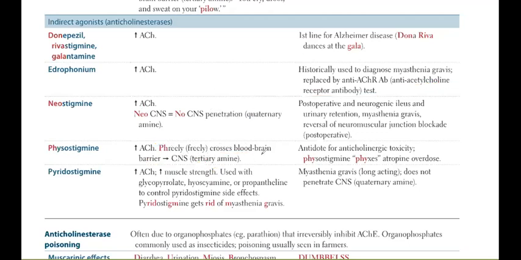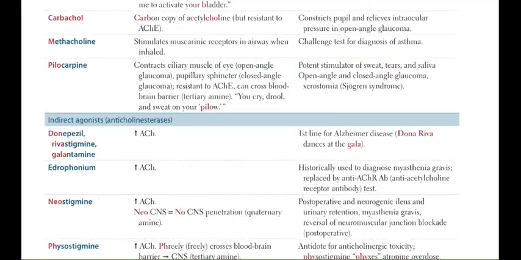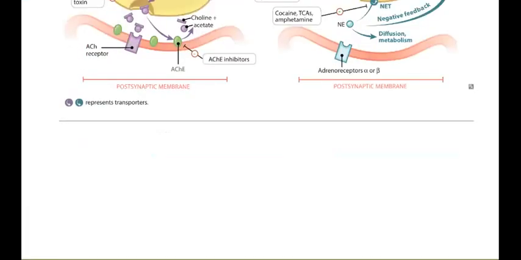Now, while moving to the detail of these drugs, there is one more thing I want to cover, because we are studying myasthenia gravis right now.